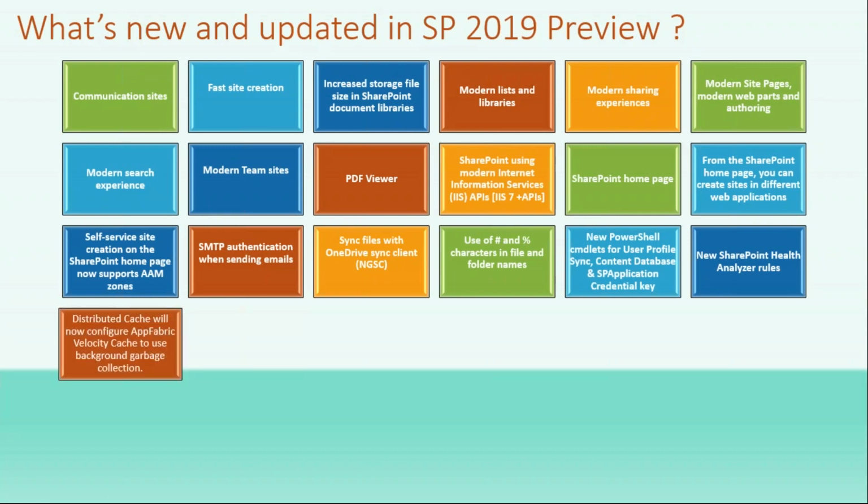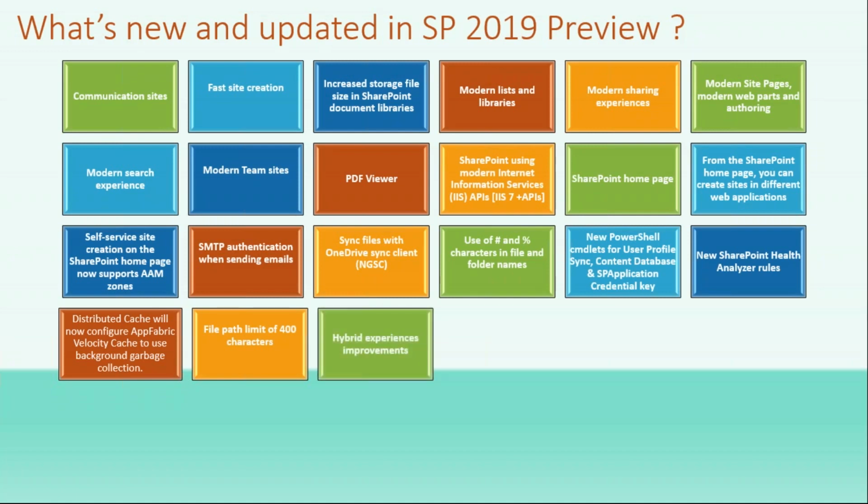Distributed cache here. So these are certain improvements. Microsoft has made some changes and improvements to the distributed cache functionality. And then file path limit of 400 characters. This is something which we already spoke about. And then hybrid experience improvements. So with hybrid, it is almost exactly the same as what you see on SharePoint 2016. There is nothing new which Microsoft has introduced on SharePoint Server 2019. They have just made some enhancements to the existing features, but there is nothing new as such.